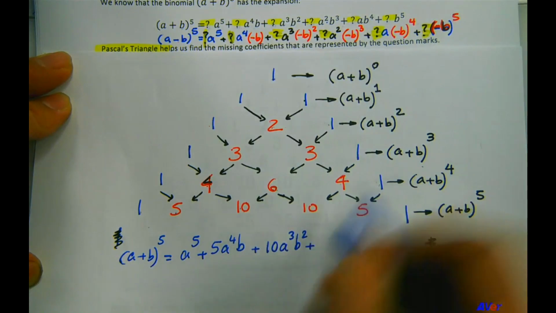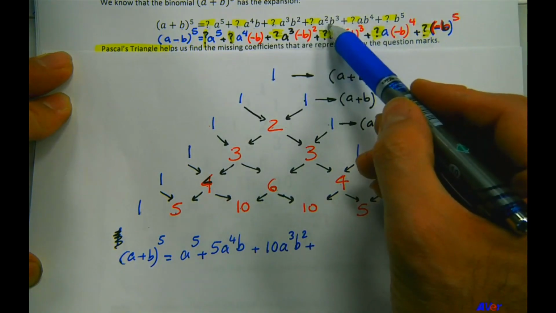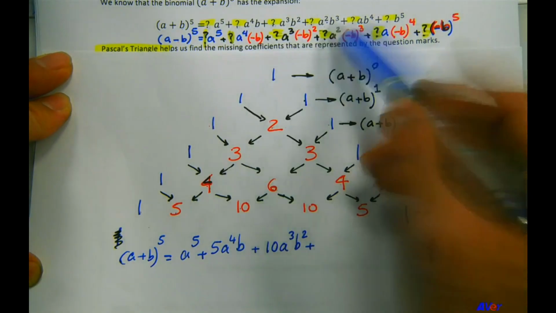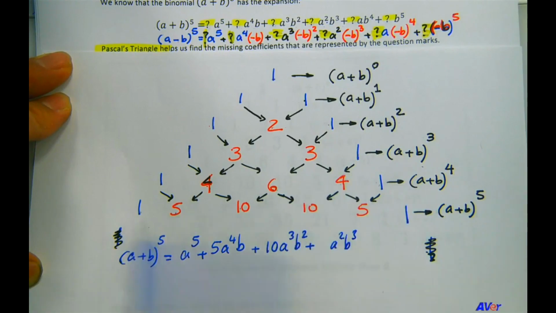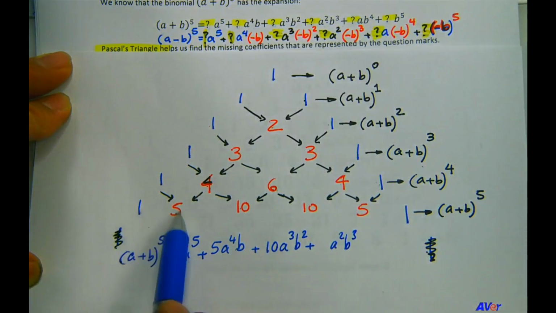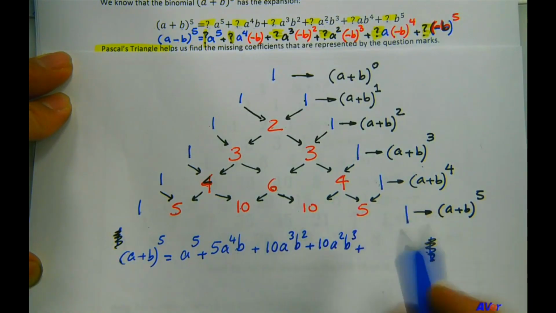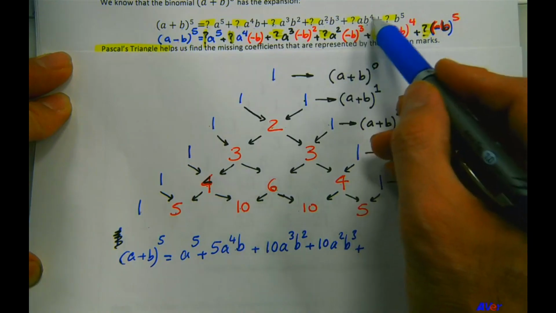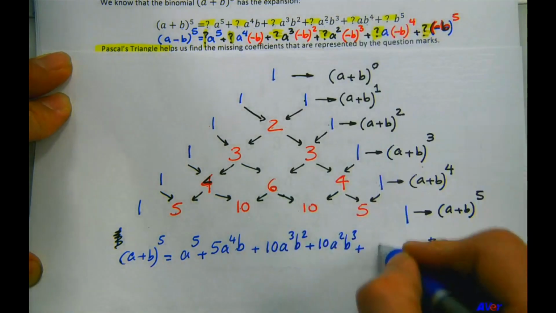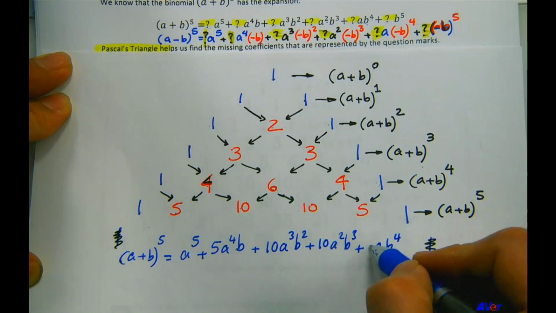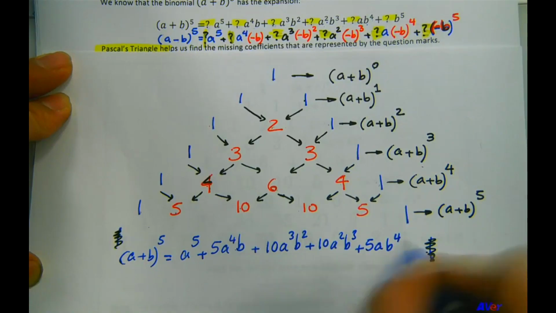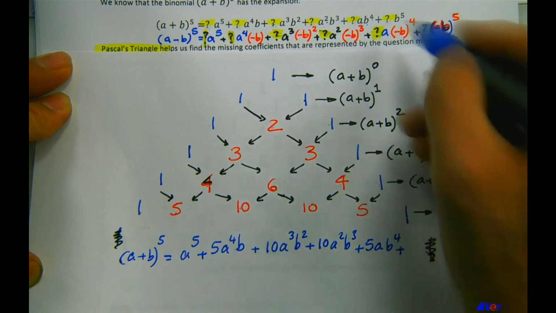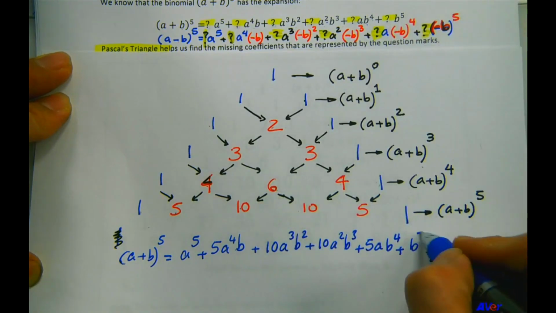Okay, plus the fourth term is a squared b cubed, right? So what is the coefficient of that? The fourth term, 1, 2, 3, 4. It's 10. So plus, the next term is a b to the fourth power. What about the coefficient? 5. Plus 1 times b to the fifth power, which is b to the fifth power.